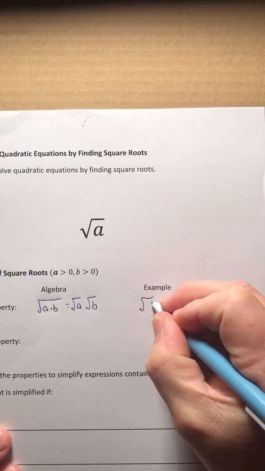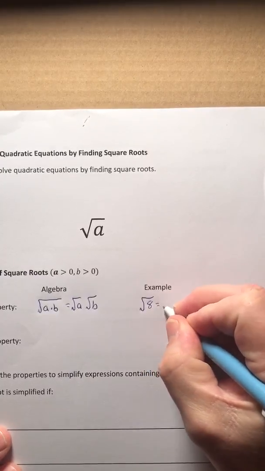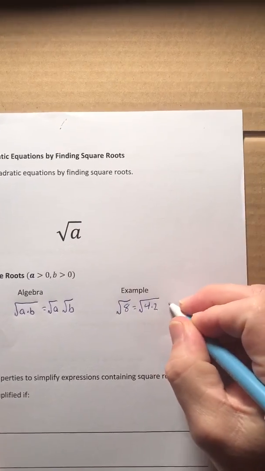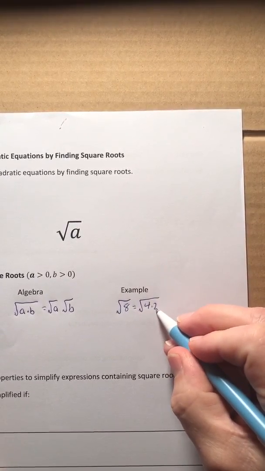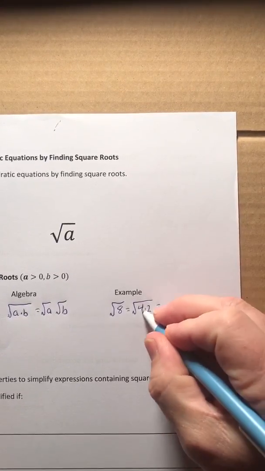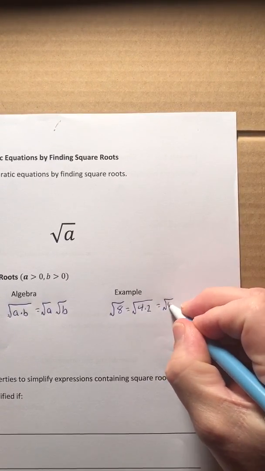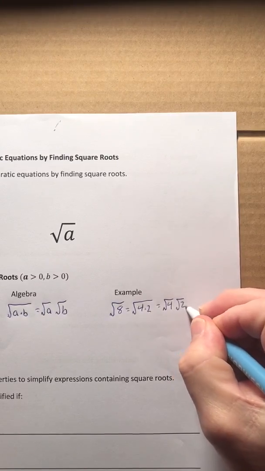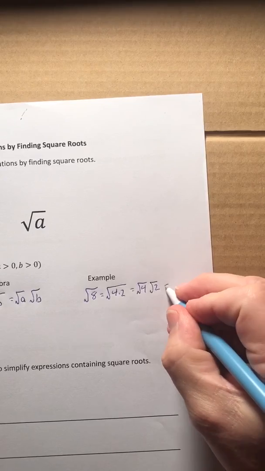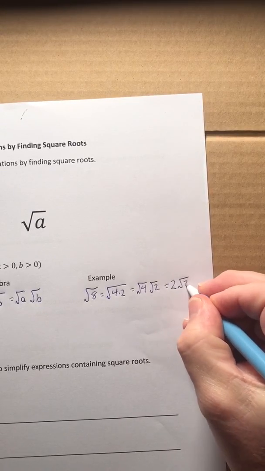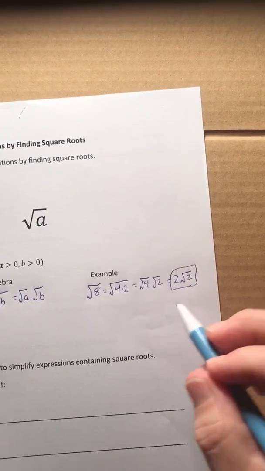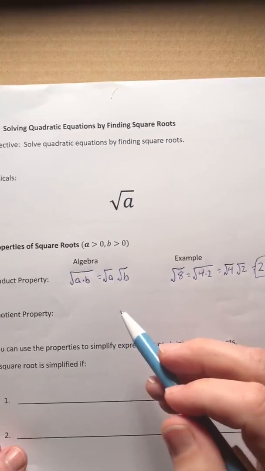If I have the square root of 8, that's the same as the square root of 4 times 2. Now here's where I use that property. I changed the 8 to 4 times 2 because 4 is a perfect square. So I do the square root of 4 times the square root of 2, and then I take the square root of 4 and I get 2 root 2. So your answers have to be simplified. That is simplified, and that's how you use the product property.